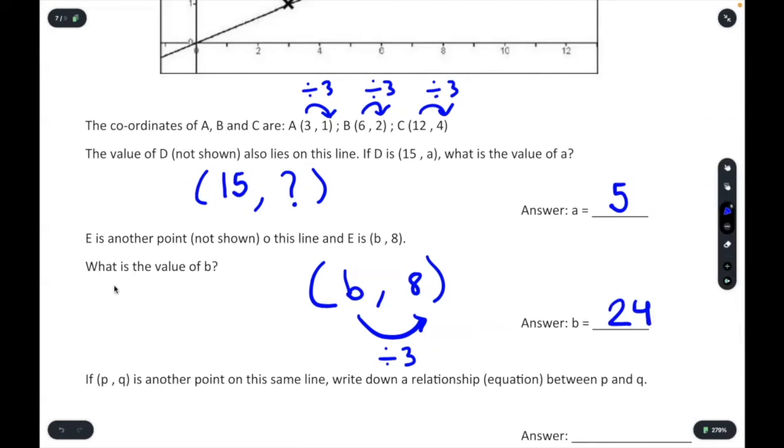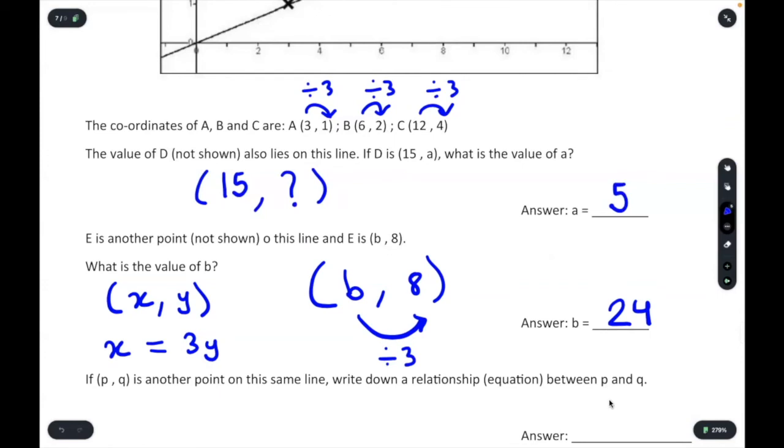In other words, when we have coordinates, like x and then y, then here we can say that x equals 3y, because whatever the y is, the x coordinate here is going to be 3 times as big. This will help us to answer the next question. In the next question, it says if P, Q is another point on the same line, write down a relationship or equation between P and Q.